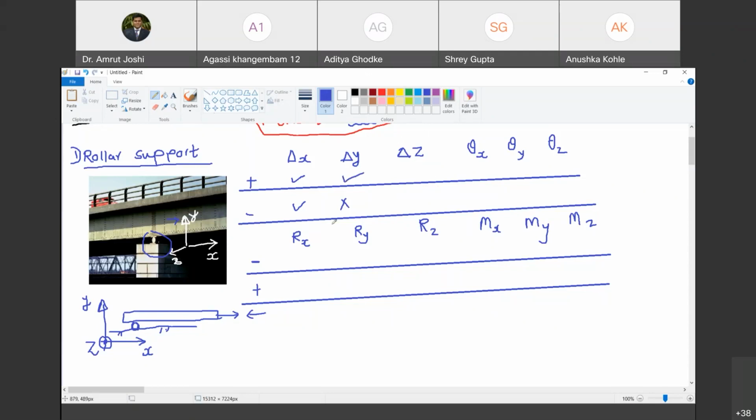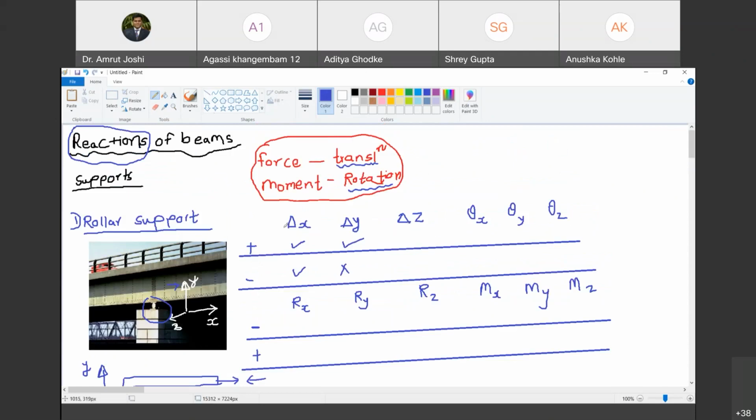Now, though I have written delta z here, we are right now going to discuss supports in 2 dimensions. So we are going to talk about 2D supports. Are you with me? Yes, sir. 2D supports in XY plane. So I am not interested in anything that happens in Z direction. Happy? Yes, sir. So therefore, delta Z possible or not possible, I am not interested. So I will simply write NI, not interested.